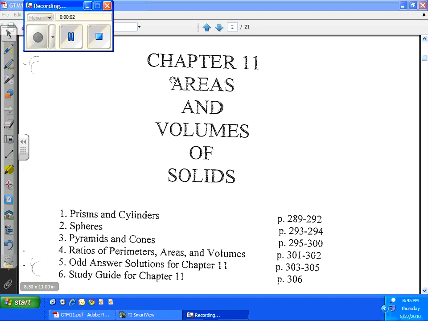Chapter 11 is areas and volumes of solid figures. So if you say, well, the area of a solid figure, how does that work? We would be dealing with surface area, okay? So surface area and volume of solid figures.